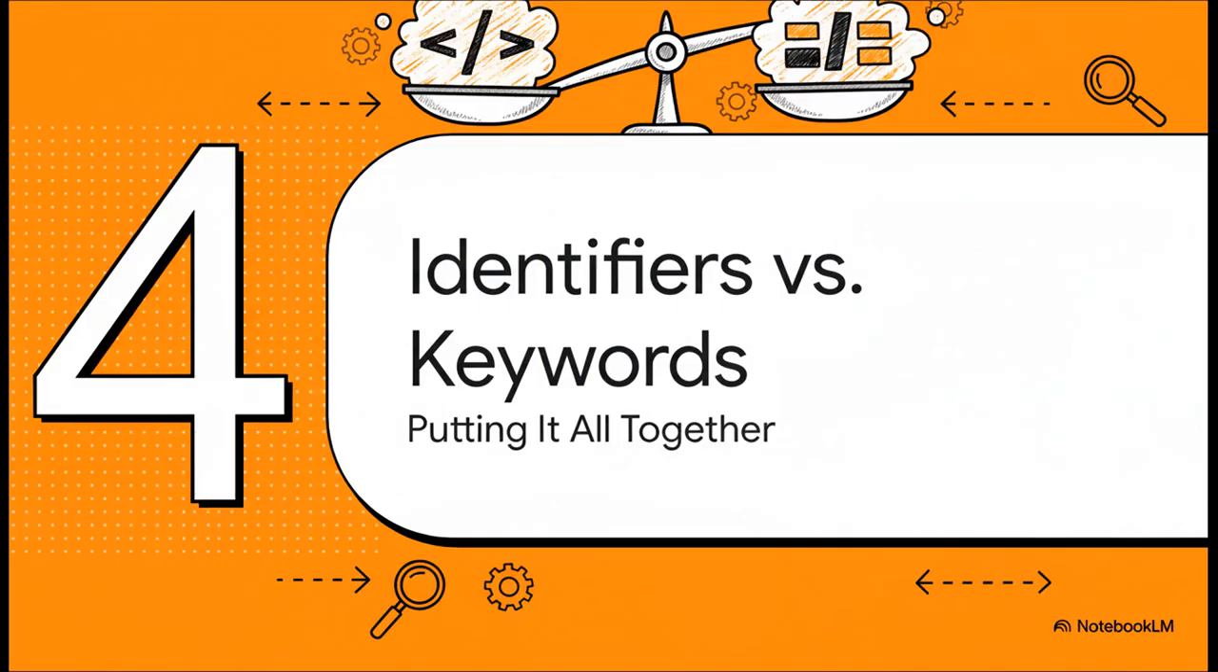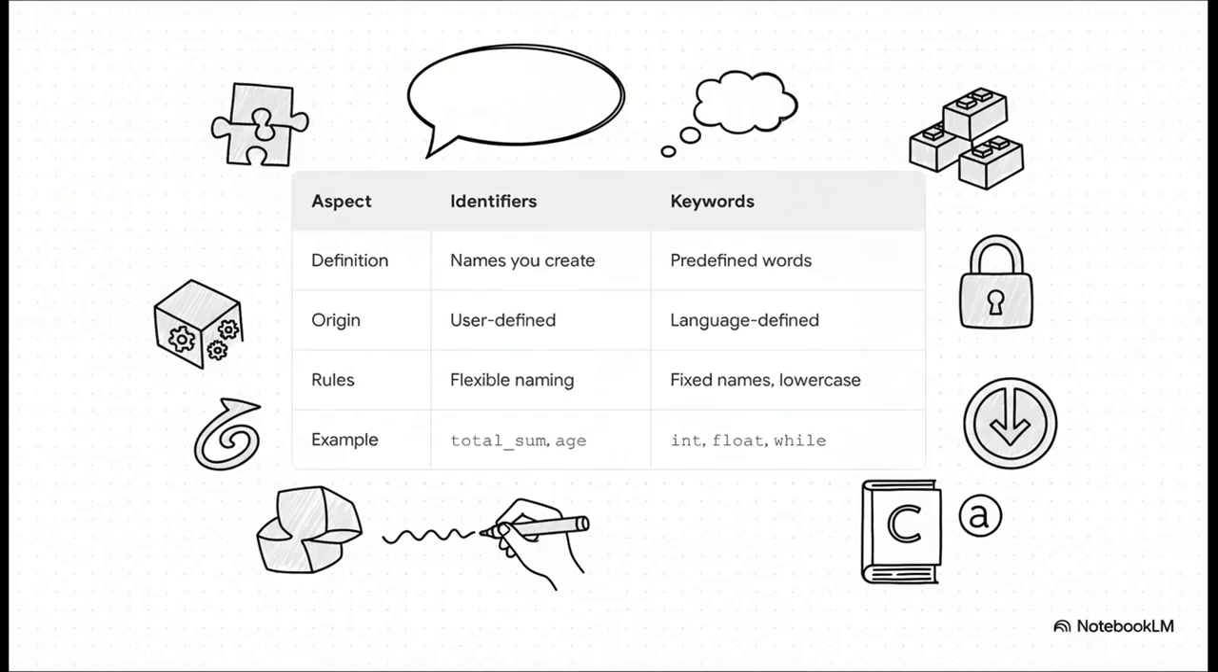Okay, so we've met our two main players: identifiers, which are the names you create, and keywords, which are the names the language keeps for itself. Let's put them side by side to make this whole thing crystal clear. This table just breaks it all down perfectly. On one side, you've got identifiers. They're user-defined, which means you are the boss. You've got flexibility as long as you play by the rules. On the other side, keywords. They're language-defined. Their names are fixed, and they're always lowercase. You use them, but you can never, ever change them.